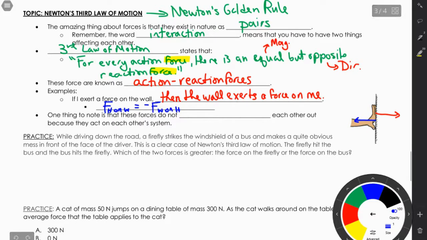So this would be my F of wall on hand, and this is my F of hand on wall. You basically just flip those. The way it's generally written is F of A on B is equal to negative F of B on A. You just replace your A and your B with what's happening. So A is hand, B is wall. Then I flip them: wall is B, and A is hand.